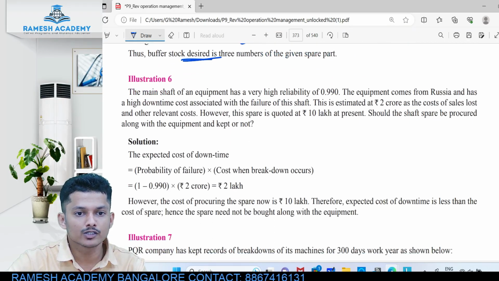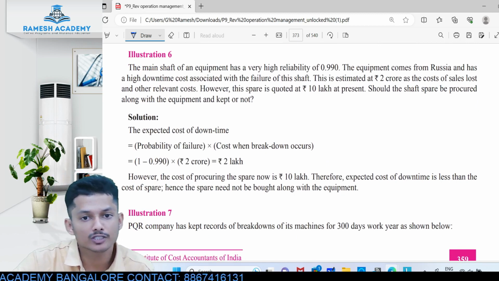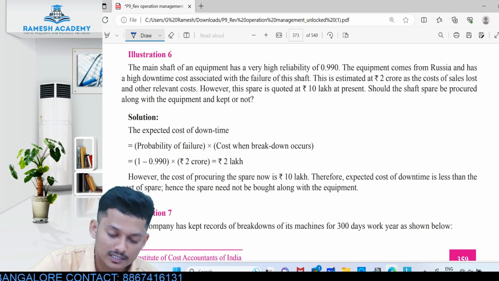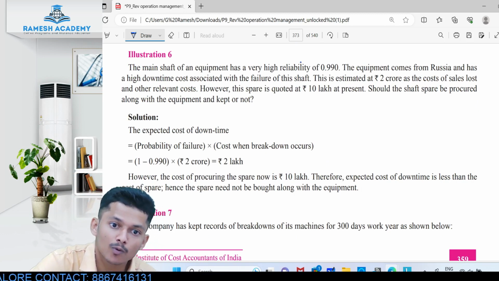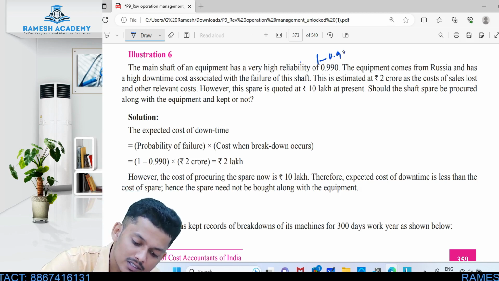Yeah, shall we go to the next question? The main shaft of equipment has a very high reliability of 0.990. So that means, see, this is the probability of winning. So the probability of failure, how can you get this? 1 minus 0.990. Clear? That is it.